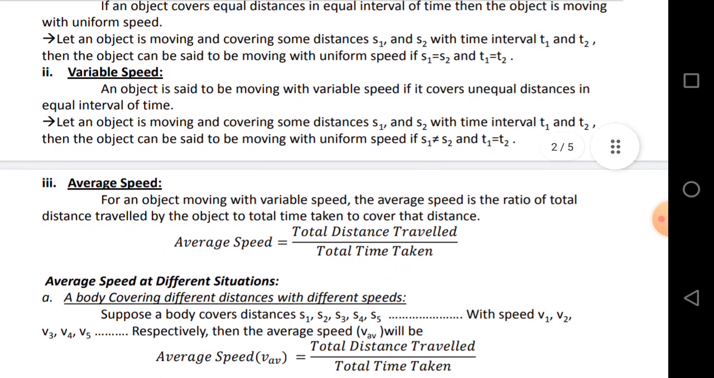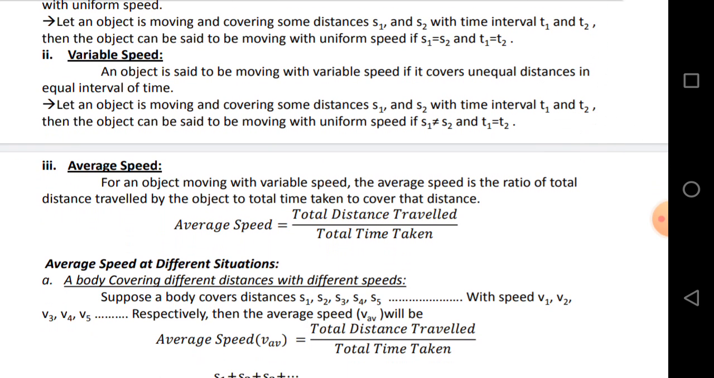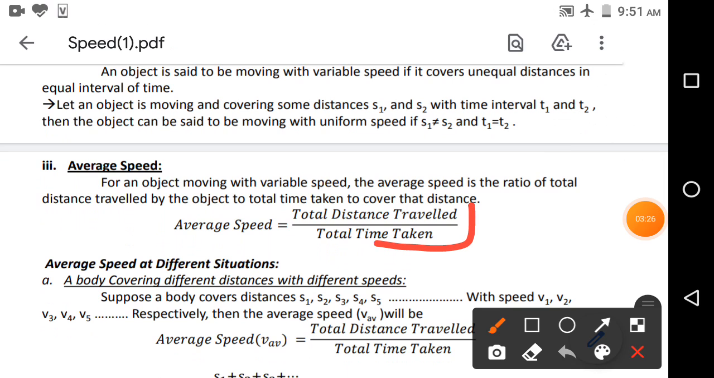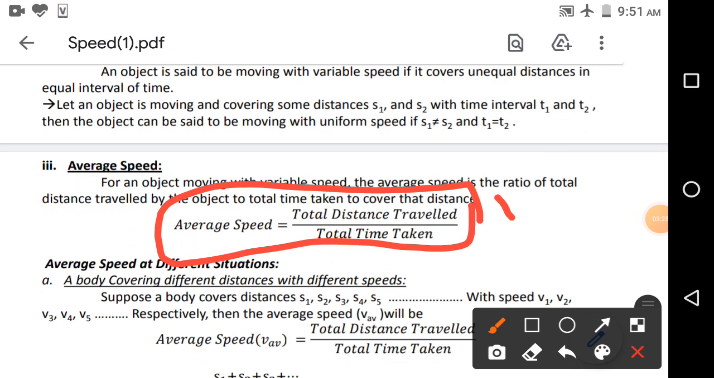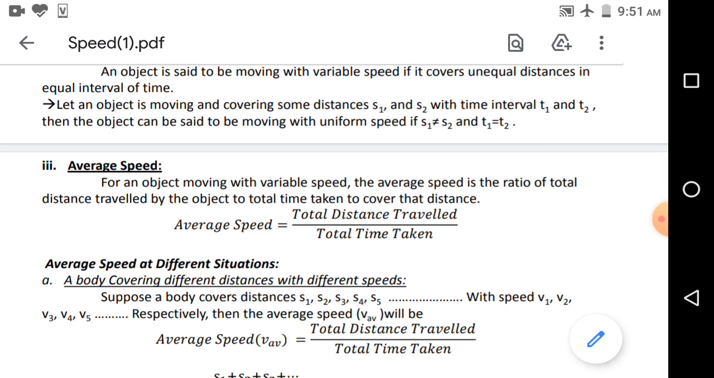Then average speed. When an object is moving with variable speed, the average speed is the ratio of total distance traveled by total time taken. Okay, so this is the formula to calculate the average speed. Average speed is total distance traveled by total time taken. Okay, then average speed in different situations.